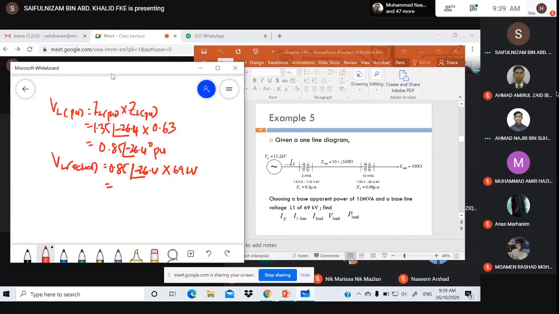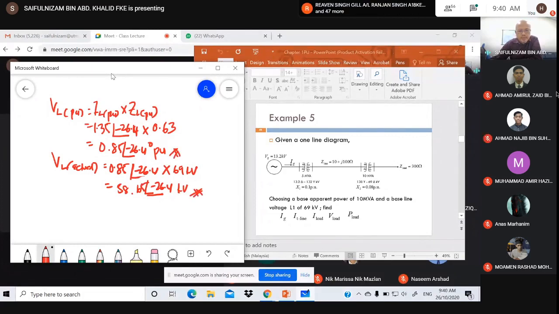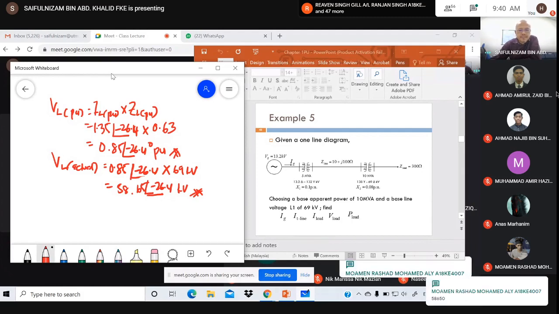So what do you get? Class, what do you get? 58.65 kV, so 58.650 kV, right. Did you get the V PU and the actual load voltage? Okay. All right.